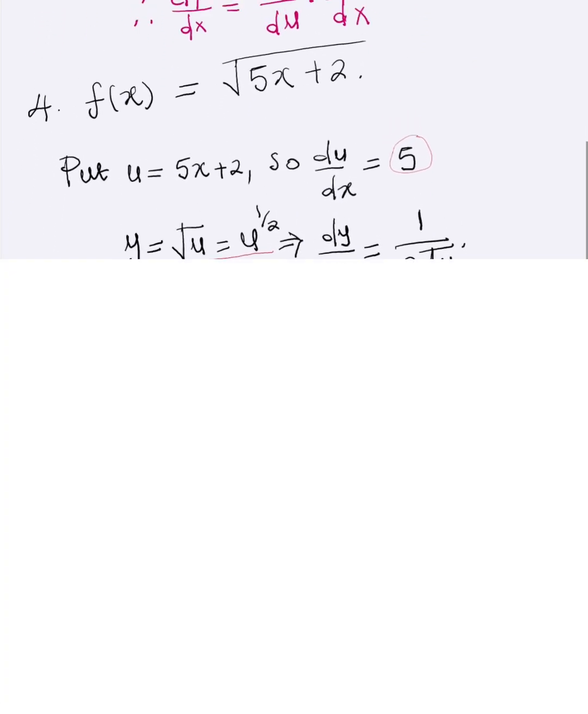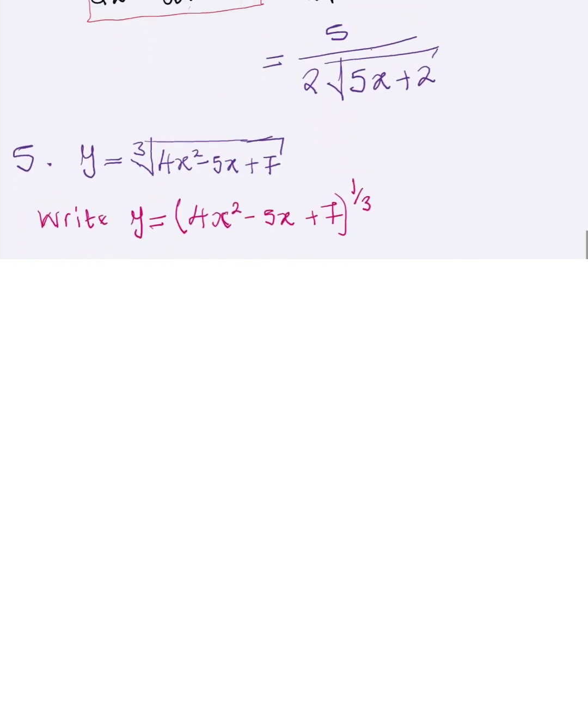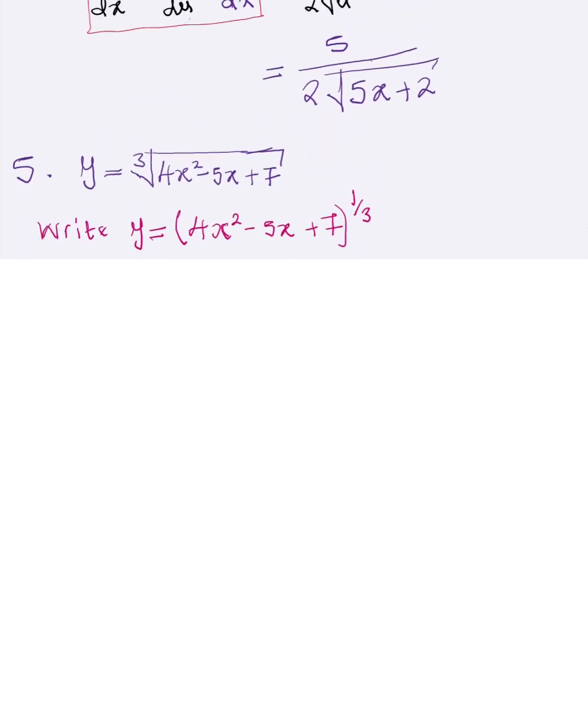Now, let us look at this exciting problem. Okay, in this problem, y is equal to the cube root of this function. So we can rewrite y as y is equal to this function to the power 1 over 3. Okay. Now, the inner function is this expression inside.